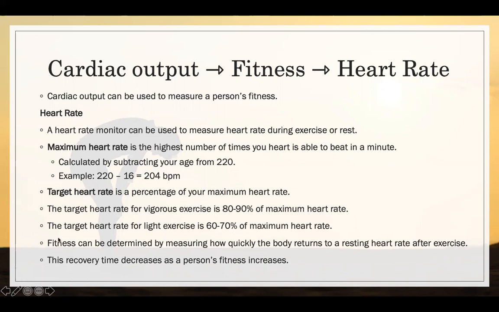Fitness can be determined by how quickly your body is able to return to its resting heart rate after exercise. This recovery time decreases as a person's fitness increases. So getting your heart rate up is awesome, but if you want to see how fit you are, it's how quickly your body is able to return to that average of 72 beats per minute. If your heart has a quick recovery rate, then your heart is very healthy.